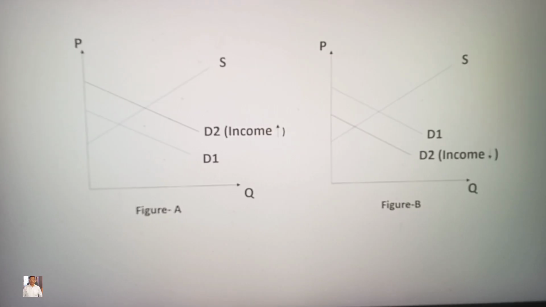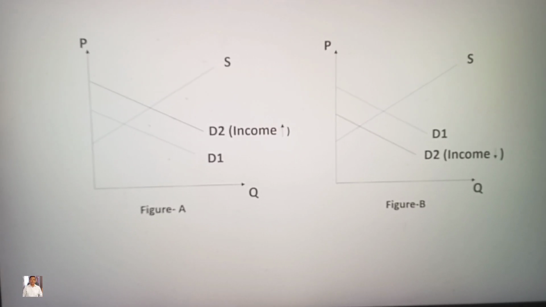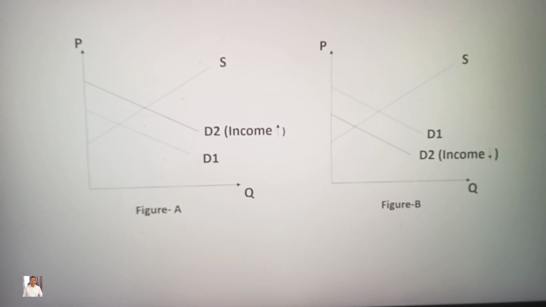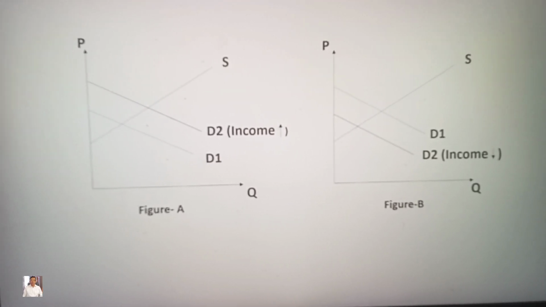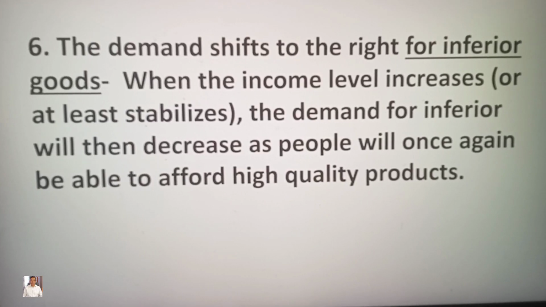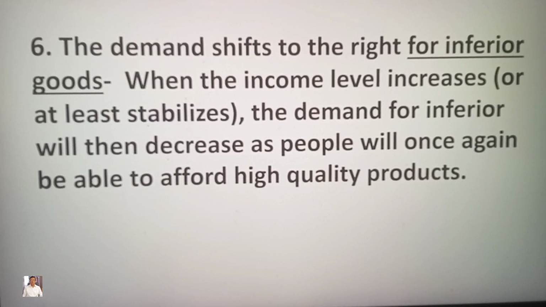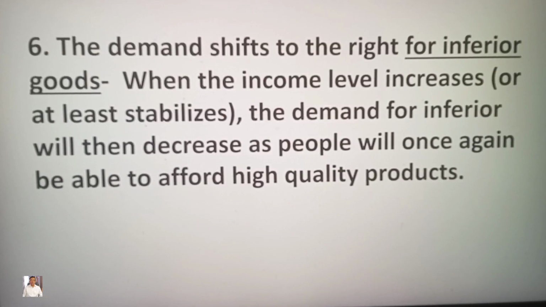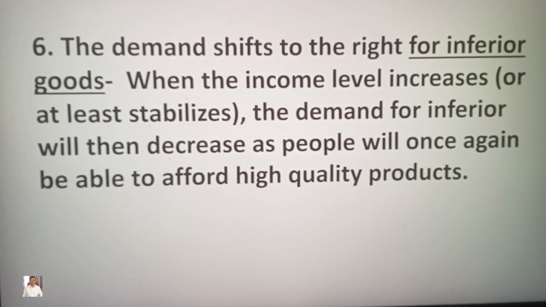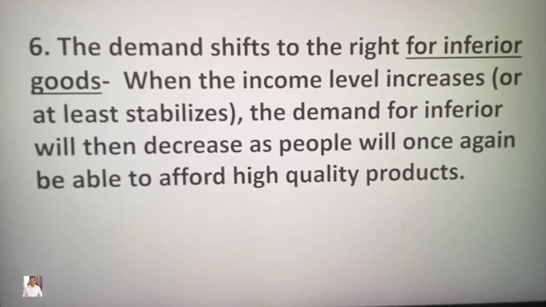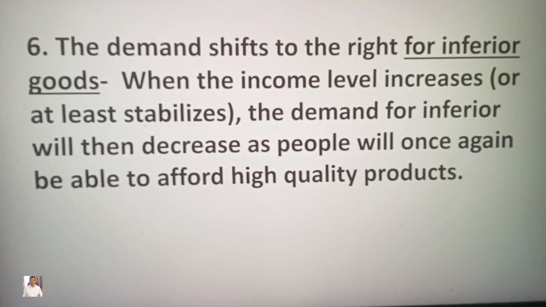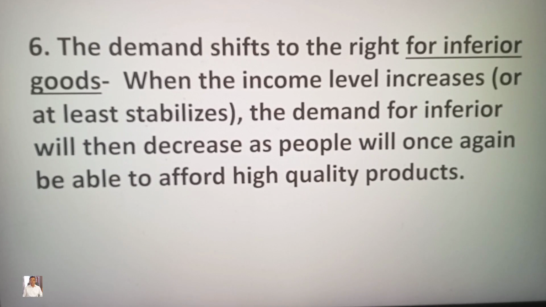In figure A, income rises, demand will shift right from D1 to D2. On the contrary, if income drops, demand D1 will shift left to D2. Sixth, the demand shifts to the right for inferior goods. When the income level increases or at least stabilizes, the demand for inferior goods will then decrease as people will once again be able to afford high quality products.